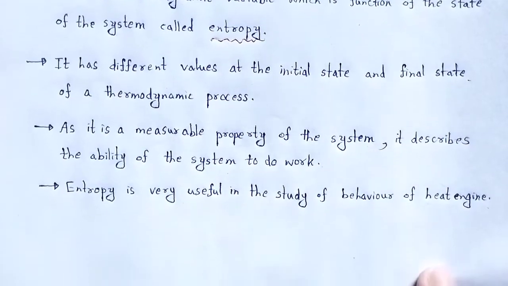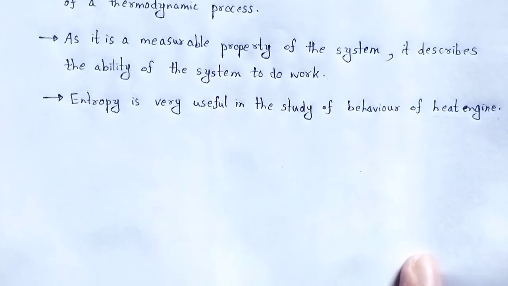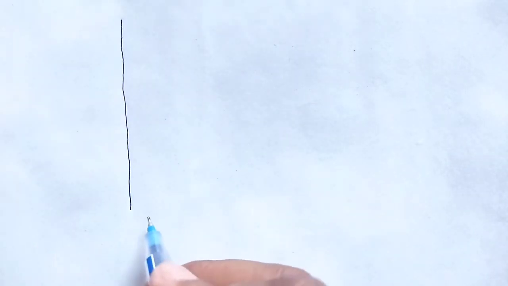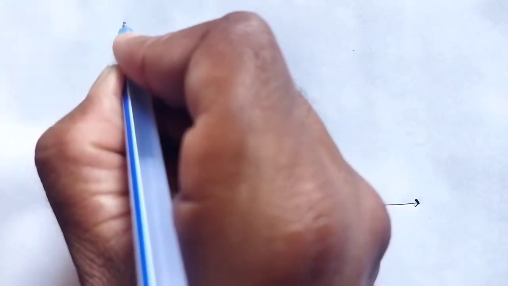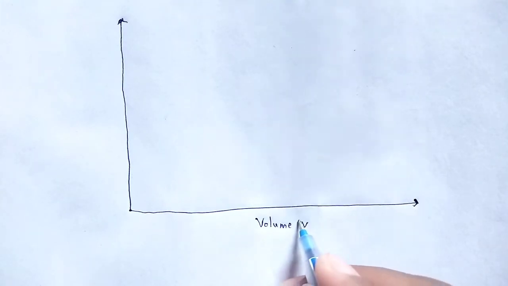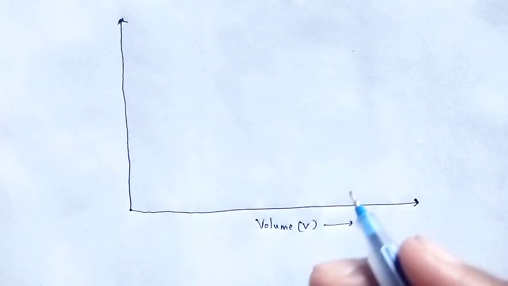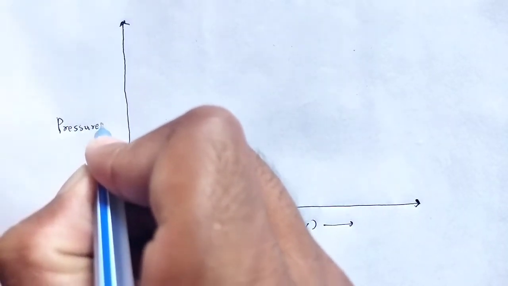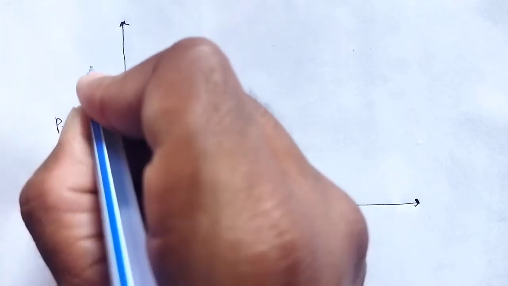Let us draw a PV diagram. Here is the volume V in the x direction and pressure P in the y direction.